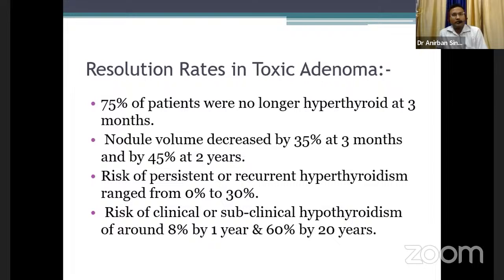Coming to the adenomas, there are 75% of patients who are no longer hyperthyroid at 3 months, so it is a better response. Nodular volume decreased by 35%. If there is compression, that improves. Risk of clinical or subclinical hyperthyroidism is around 8% in 1 year and around 60% in 20 years. So we need to be vigilant in the long term as well, after radioiodine therapies.